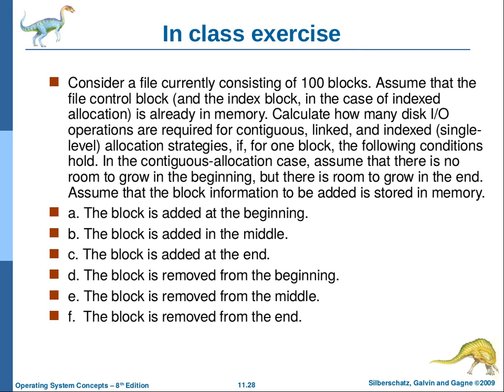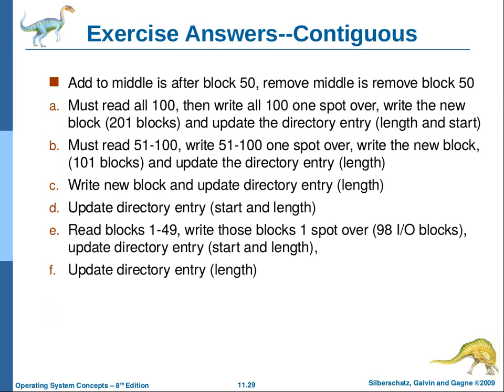The block is removed from the end. 1 or 101? Well, you can't. There are no links going backwards. This isn't doubly linked, it's singly linked. So 102. It's got to be 100. You got to read 100, because you have to get to the one before the last one. Update its block so that it points to null. And then you update your start or end. If you have an end, you update that. So I think it's 101.